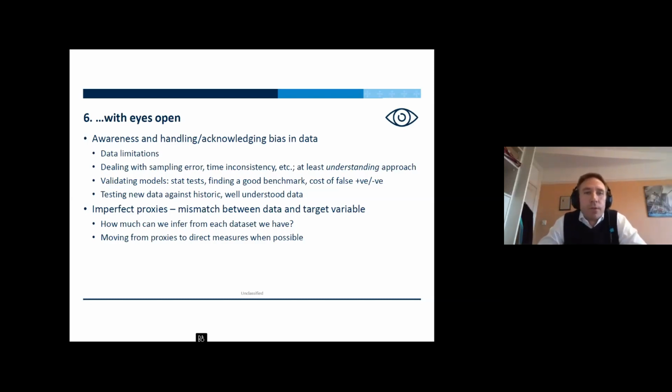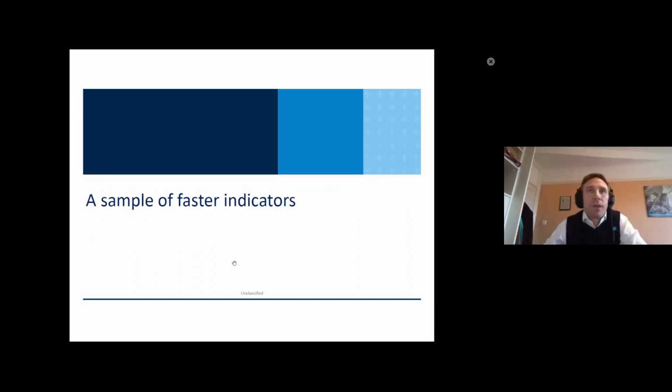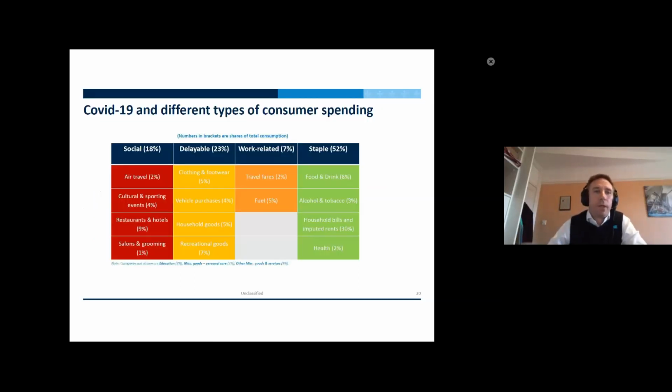Well, we've shown some in the last few monetary policy reports starting in May, but we'll go through some more here as well. So to begin with, consumer spending is around 2/3 of GDP, and there's quite a few consumer-related faster indicators out there. So here's a framework about how we've been thinking about consumer spending over the last few months. So basically, we've got 4 different buckets of consumer spending here, each of which will be affected by COVID in a different way.